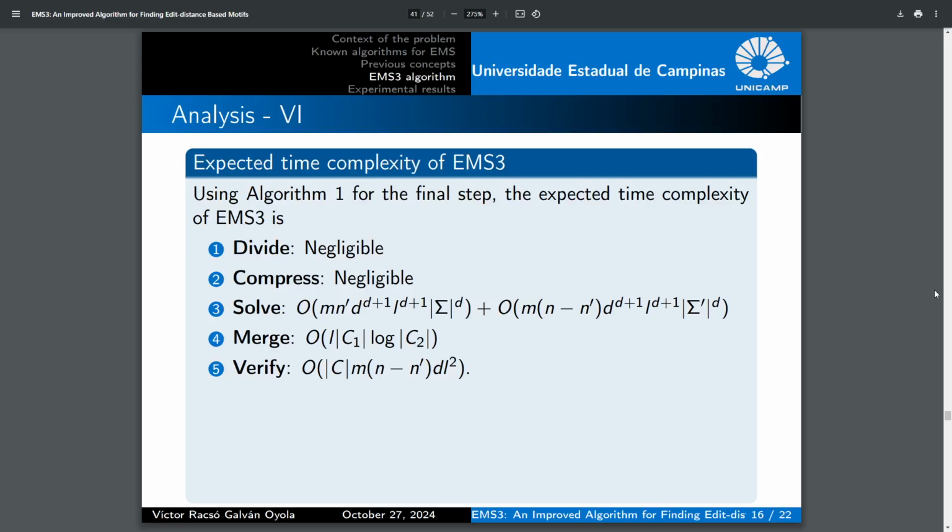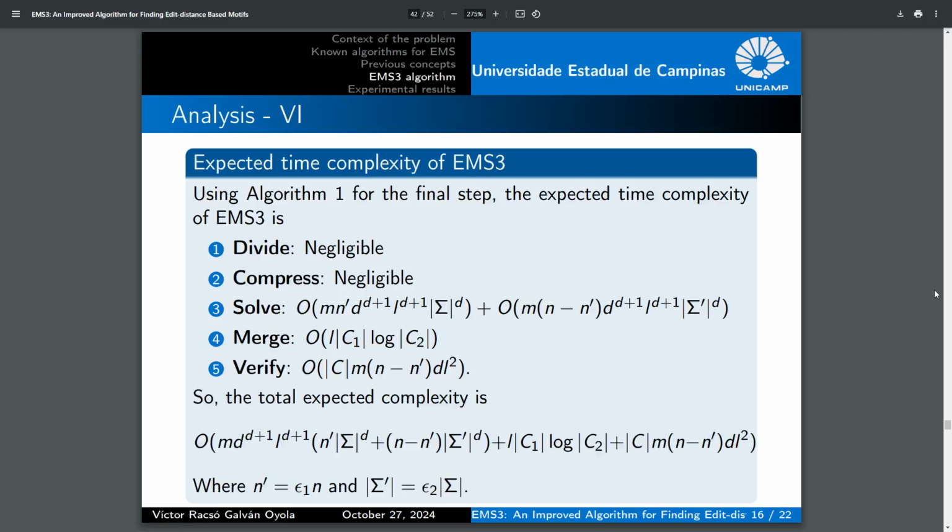And the last but not least is the verification algorithm that is going to be assumed to use algorithm 1. So the total expected complexity is this monster. Notice that n prime is actually epsilon 1 times n, and sigma prime size is going to be epsilon 2 times sigma size.